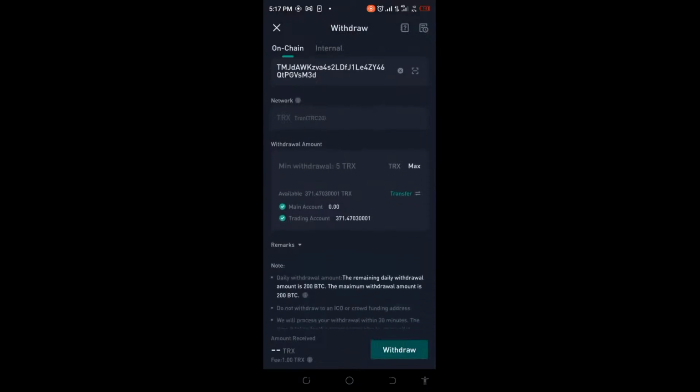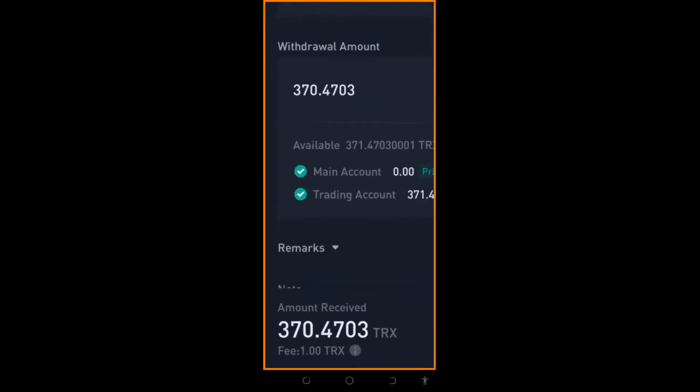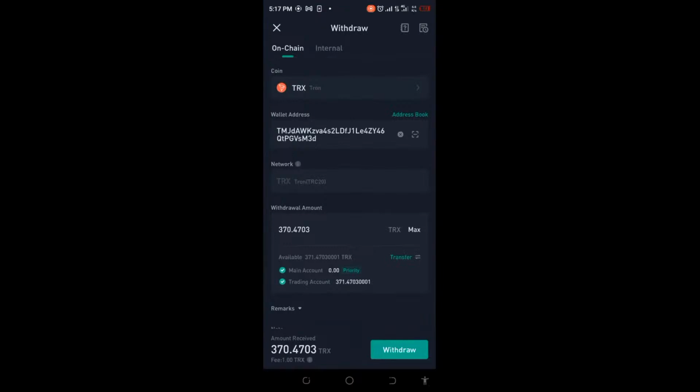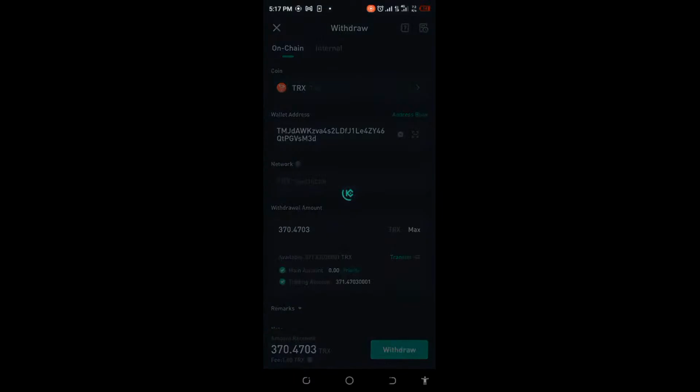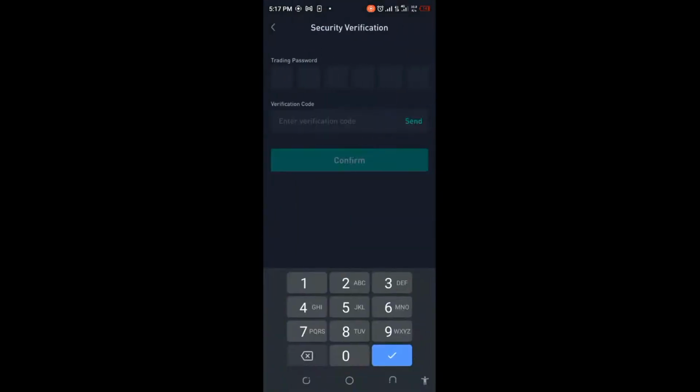Okay, and then I hope everything is in there. Okay, max, everything. Of course, it's going to take its own delivery fee, which is 1 TRX, okay? So that's what it's going to give us. Let's now click on withdraw. Yeah, we're putting in all the verifications and we'll be back.